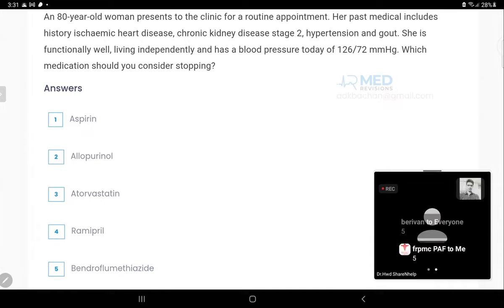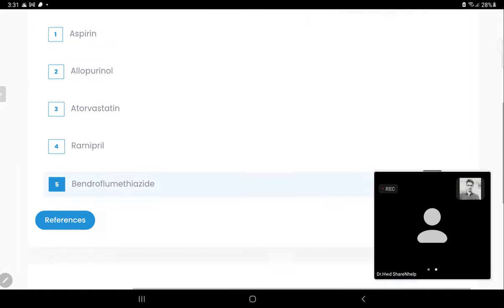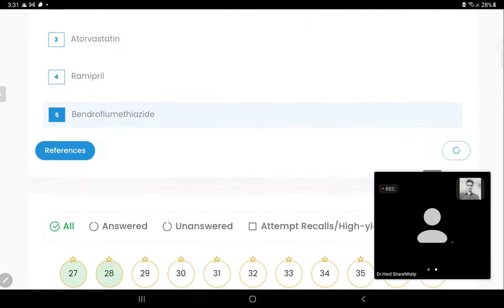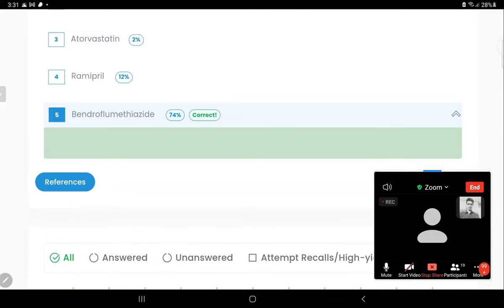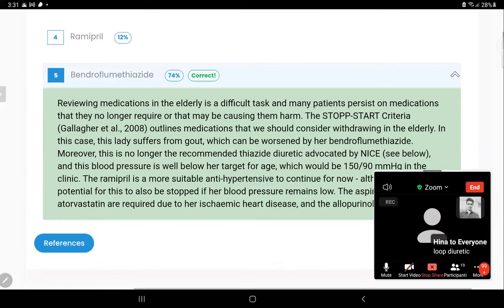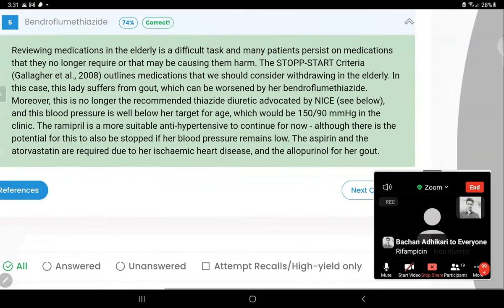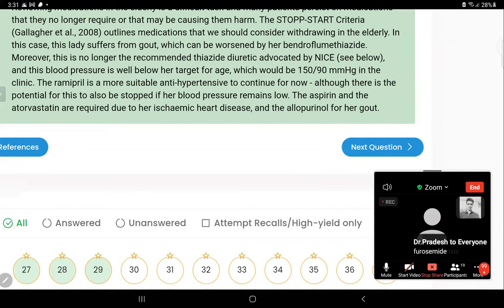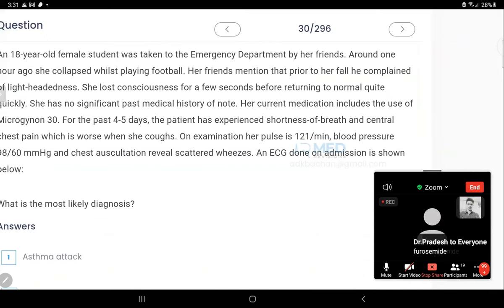You said bendroflumethiazide. Can you name two or three more drugs that can exacerbate a gout reaction? Two more drugs? Any two drugs that can exacerbate a gout reaction? Any idea? Loop diuretics, all right. What else? Rifampicin, all right. Furosemide, all right. Loop diuretics, okay, has been said. What else?